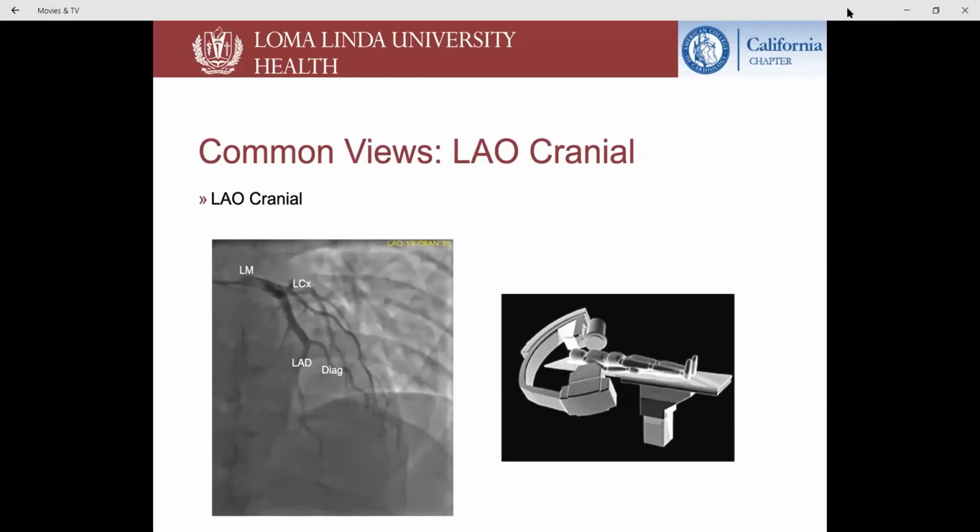A deep breath in this cranial view can be helpful to move the diaphragm down and out of the way to allow for better angiography of the vessel.